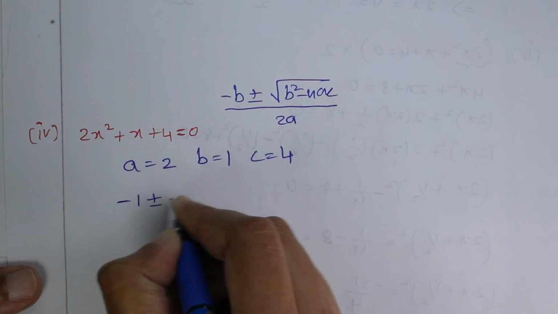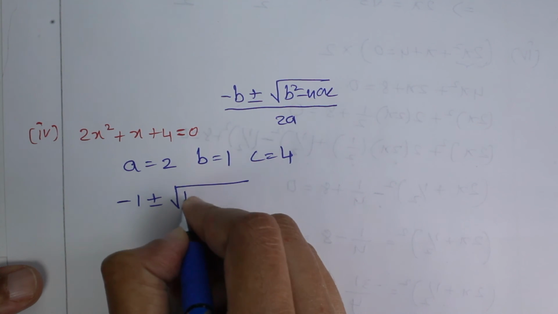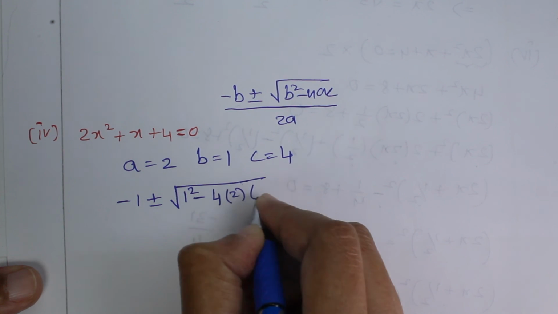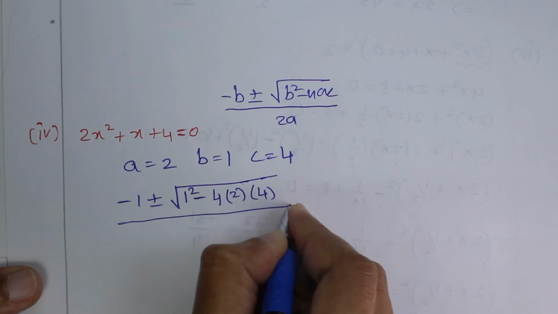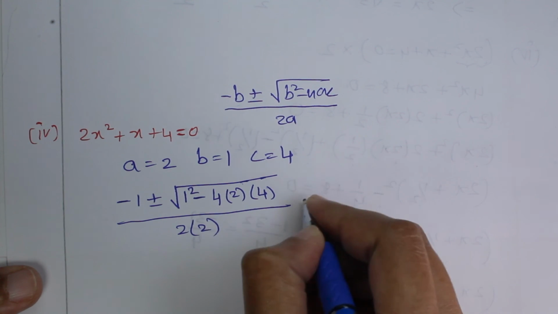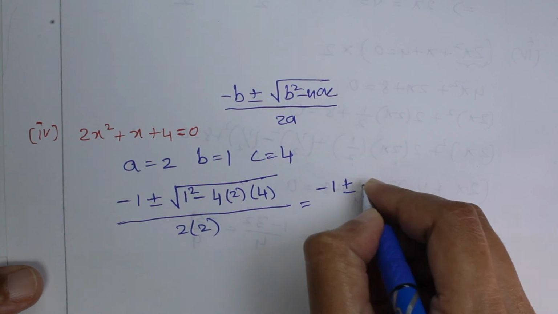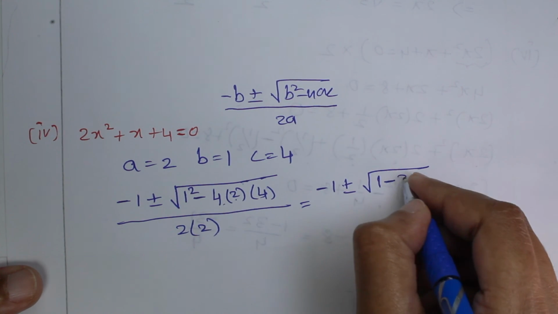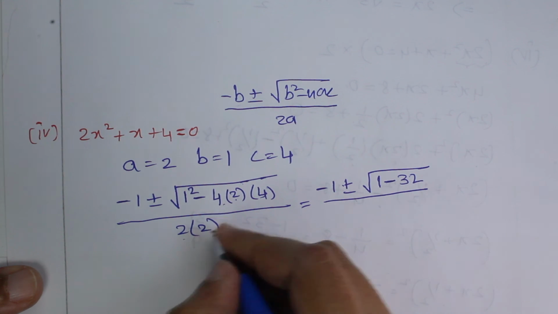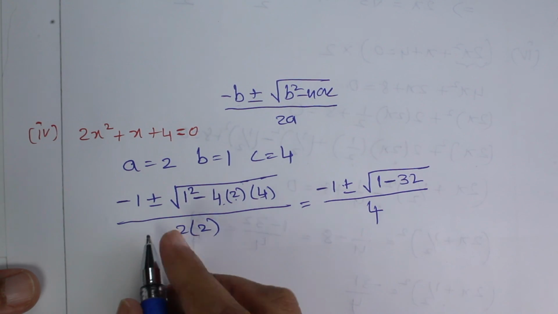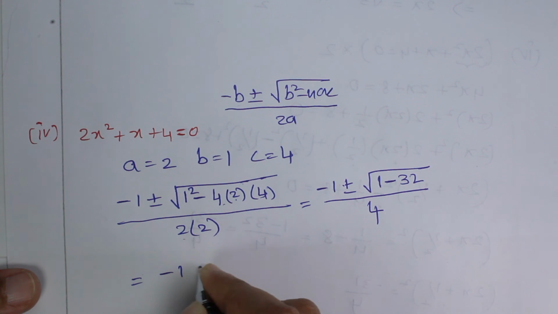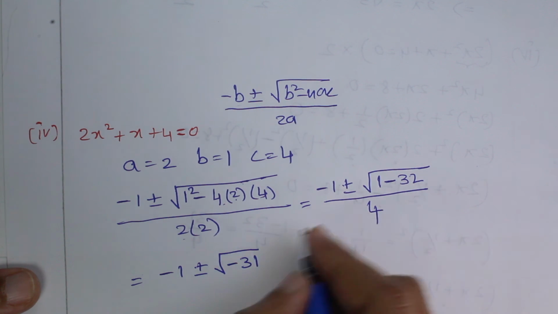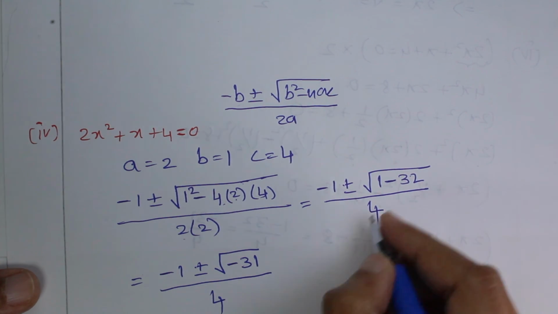Minus 1 plus or minus square root of b square is 1 square minus 4 into a is 2, c is 4 divided by 2a, 2 into 2, that is equal to minus 1 plus or minus square root of 1 minus 4 4s are 16 2s are 32. 1 minus 32 divided by 2 2s are 4. Okay, now this becomes minus 1 plus or minus square root of minus 31 divided by 4.